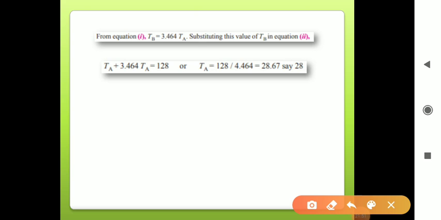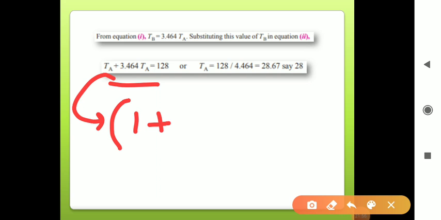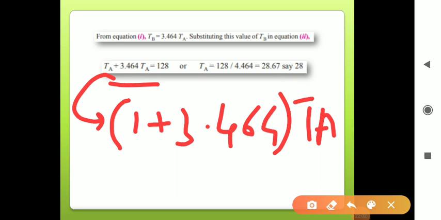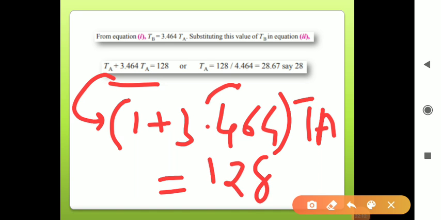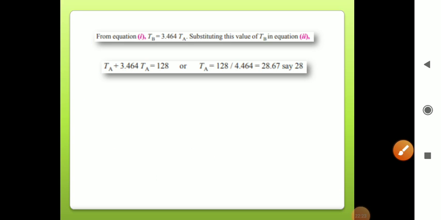So see here, TA will be common, so what remains is 1 plus 3.464 into TA is equal to 128. Now 3.464 plus 1 gives 4.464, so TA is equal to 128 divided by 4.464, which directly gives 28.64. Take the number of teeth as a whole number, so TA is equal to 28.